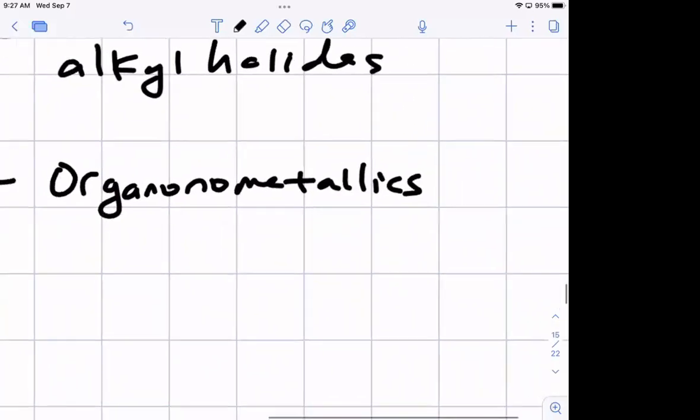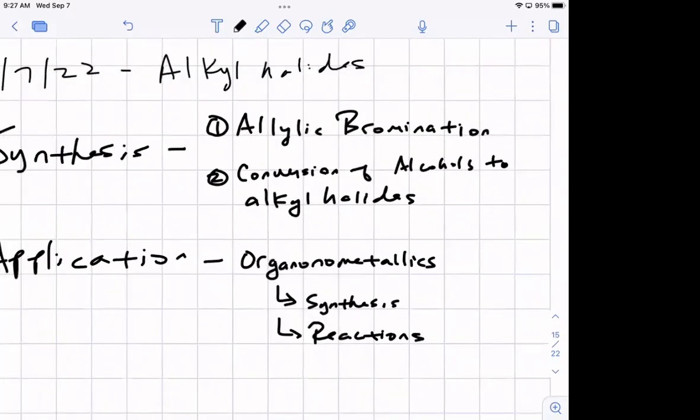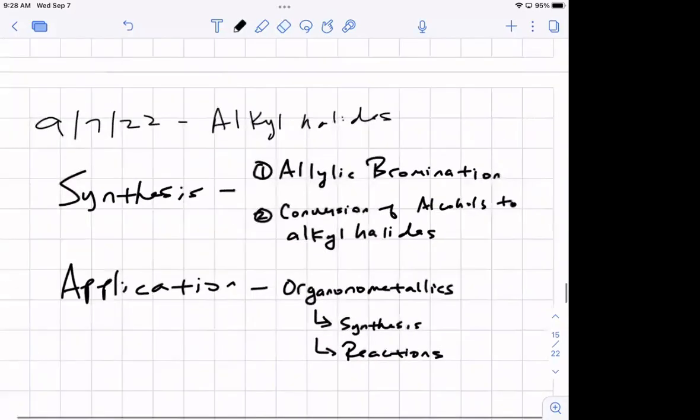For the application, we're going to talk about organometallics, and I'll talk about that too, and how to make them, and some of the reactions. All right, so I actually want to start with the conversion of alcohols to alkyl halides. We're going to start there instead of allylic bromination, because I don't want to get bogged down in a discussion about resonance, because I know that's coming. But we'll get to allylic bromination. So let me talk about that.